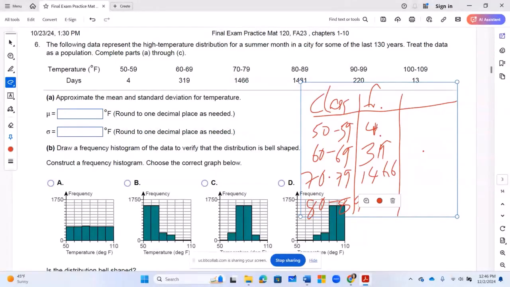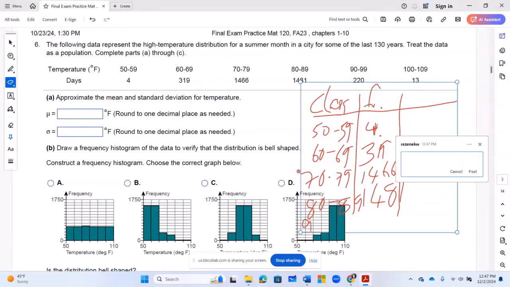And by the way, the frequency is 1481. So let's see what that frequency is, 1481. So I put 1481 there. And the next one is 90 to 99.